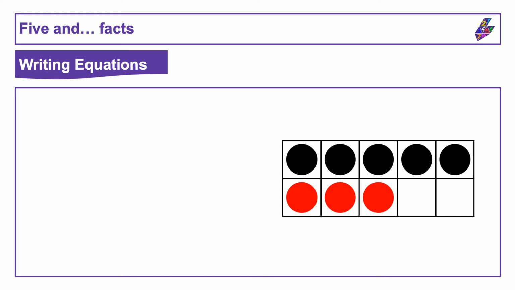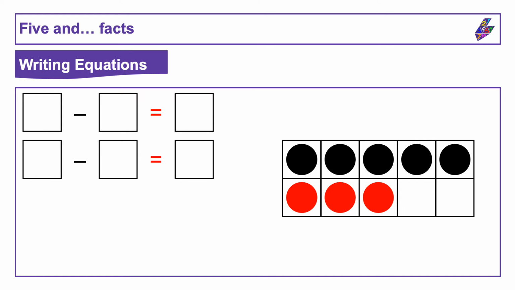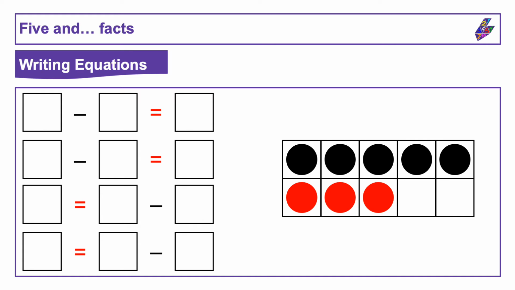What if we had the same image, but we were trying to think of some subtraction equations to match the image? Again, trying to use the 5 and facts as part of our equations, and again with the equal sign in different positions. Pause the video and try and think of some equations that would fit this.